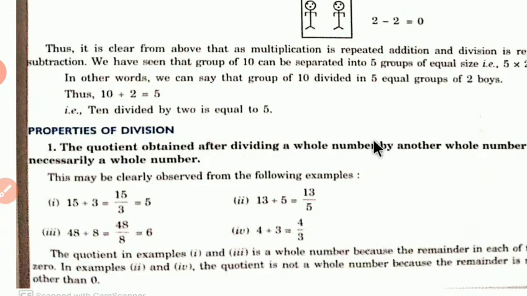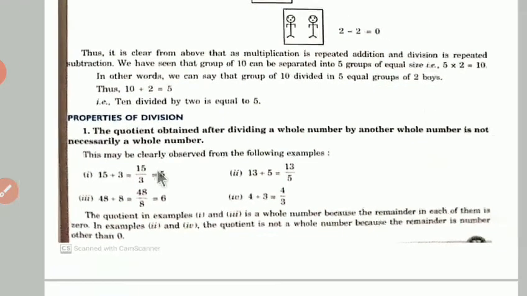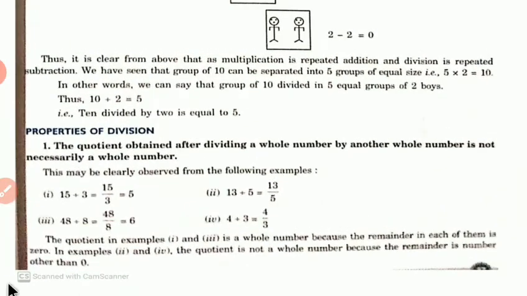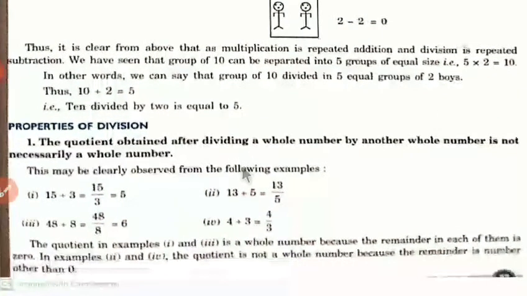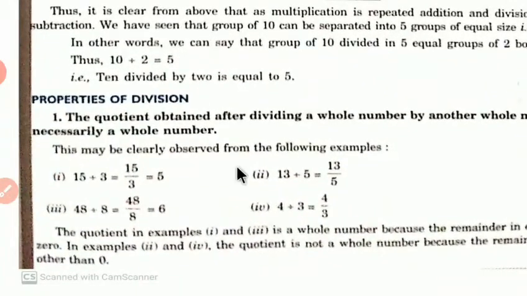The quotient obtained after dividing a whole number by another whole number is not necessarily a whole number. As we have seen, the addition and multiplication of 2 whole numbers is also a whole number. But in division, it is not necessary that if we divide any 2 whole numbers, the answer is also a whole number. For example, 15 divided by 3. If we divide 15 by 3, we get the answer 5, and 5 is a whole number. But if we divide 5 by 13, you will get the answer as a decimal. But a decimal is not a whole number.